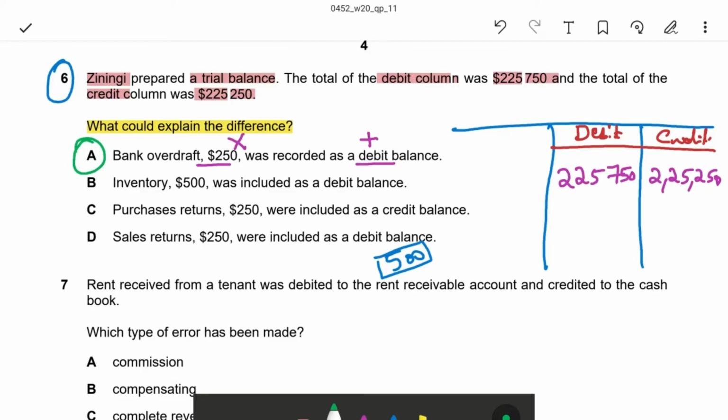Let's check why the remaining answers are wrong. Inventory 500 was included as a debit balance. Inventory is an asset, it is a debit balance only, so that is not the reason. Purchase return is a credit balance. That is correct, so it will not make any difference. Sales return is again a debit balance. This also does not make any difference. So the correct answer is A only.